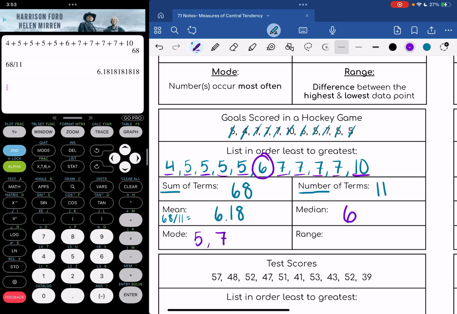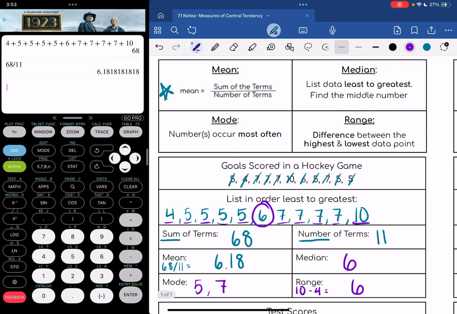And then the last thing is our range. Our range is the difference, or we can subtract our highest minus our lowest number. So we're going to do 10 minus 4. Write down how we got that. Our range is 6.